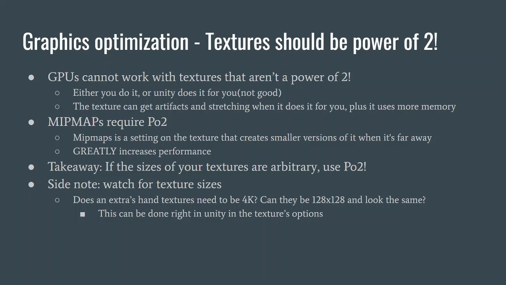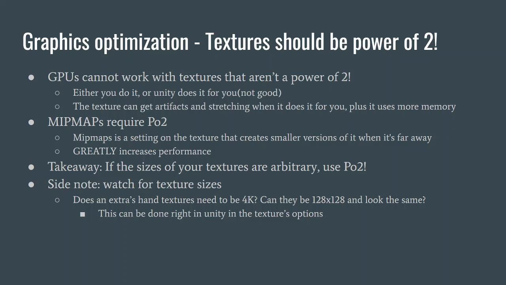Something that's important: all your textures should be power of 2. And what I mean by that, I actually didn't put an example here, but I mean like 2, 4, 8, 32, 64, 128. So these are all dimensions of your textures. So you can have a texture that's 1024 by 1024. That's a power of 2 texture.